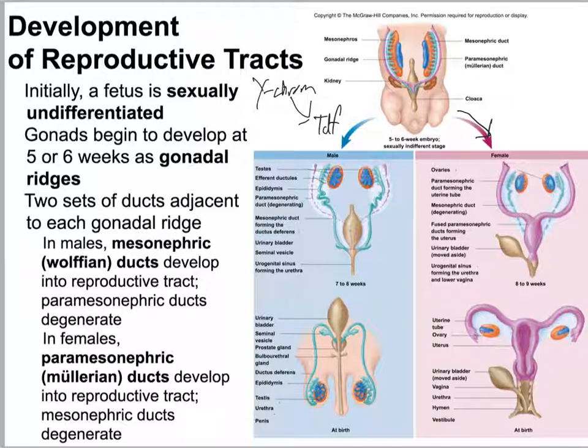So, the main thing is whether you make testes-determining factor. If you do, you make testes and you keep the mesonephric duct. If you don't have testes-determining factor, you make ovaries, and your Mullerian duct turns into the uterine tubes and uterus structures.